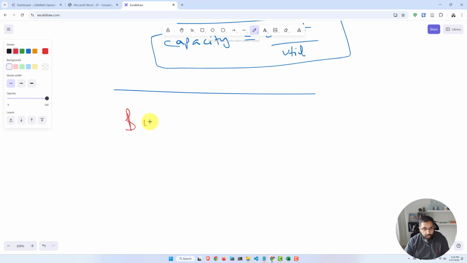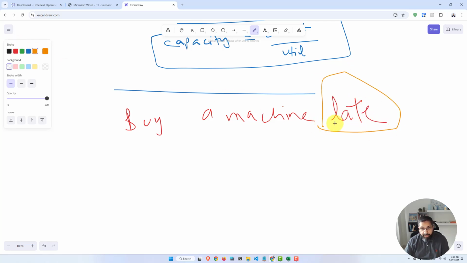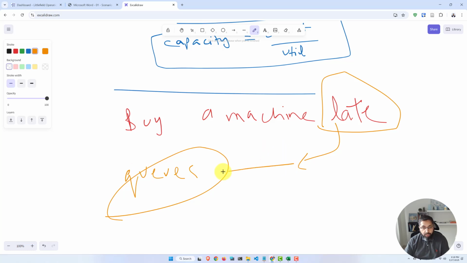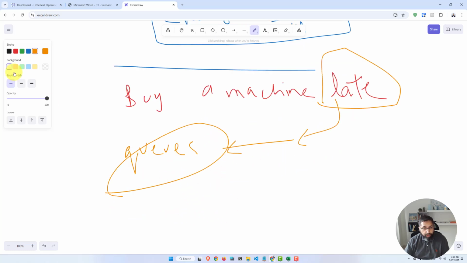The queues are exactly the reason why, if you buy a machine late, I'm going to write it in red. If you buy a machine at a station late, what is late? Late means queues have already built up. There's a massive queue before the station. That means you're late. You are not proactive. So they're massive queues. Okay? The result?